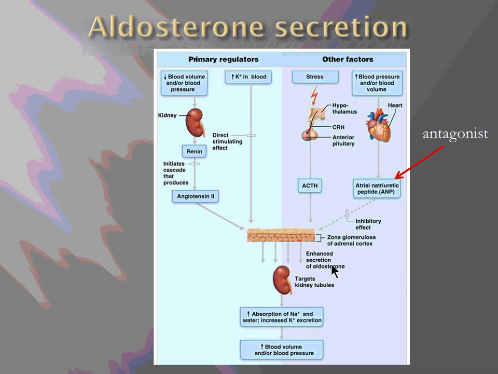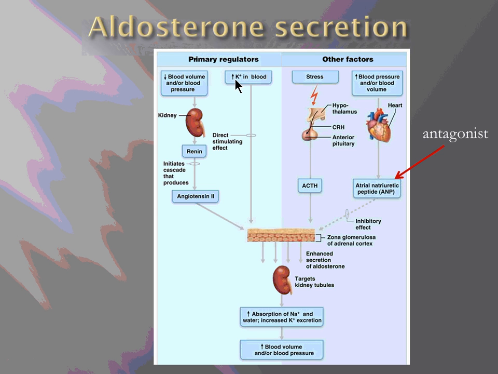So let's review aldosterone secretion. Here are the primary regulators. You can see the renin-angiotensin system here. If your blood volume or blood pressure has fallen, the kidney senses it. Those arterioles, which we'll do when we do the urinary system, secrete renin, and this goes through that whole cascade and produces angiotensin II, which acts on the zona glomerulosa producing aldosterone, which will target the kidney tubules. There'll be increased absorption of sodium, and with it water will follow and potassium will be excreted because you've got to keep that balance. So your blood volume and blood pressure increase.